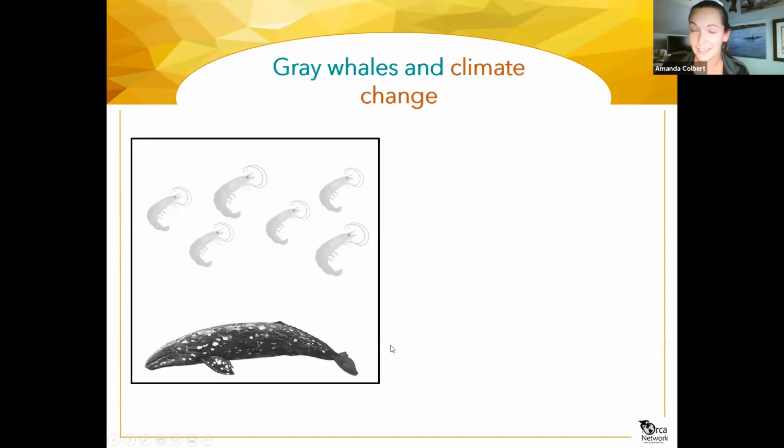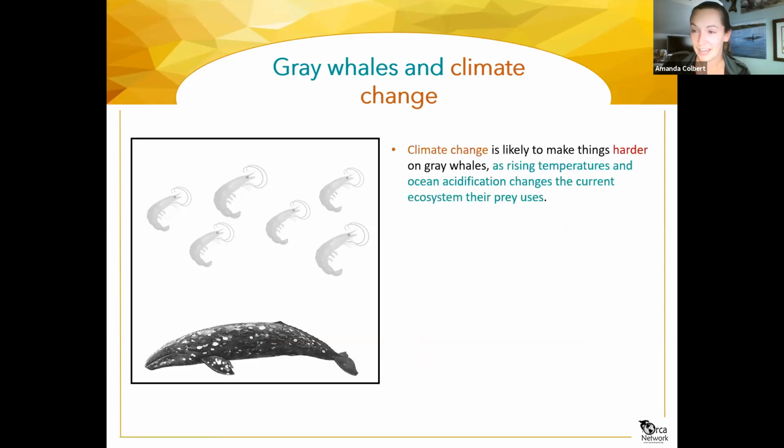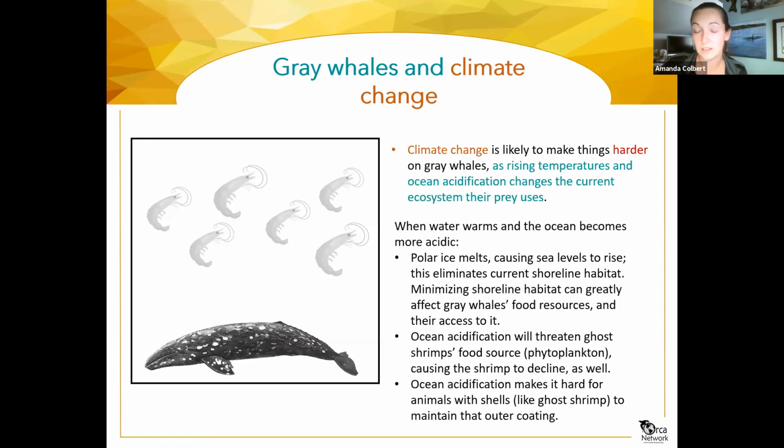So when we talk about gray whales and climate change again, what we're looking at is that climate change is likely to make things harder on gray whales. Rising temperatures and ocean acidification is going to change the way the ecosystem works, and then the way that their prey is capable of surviving in that ecosystem as well.